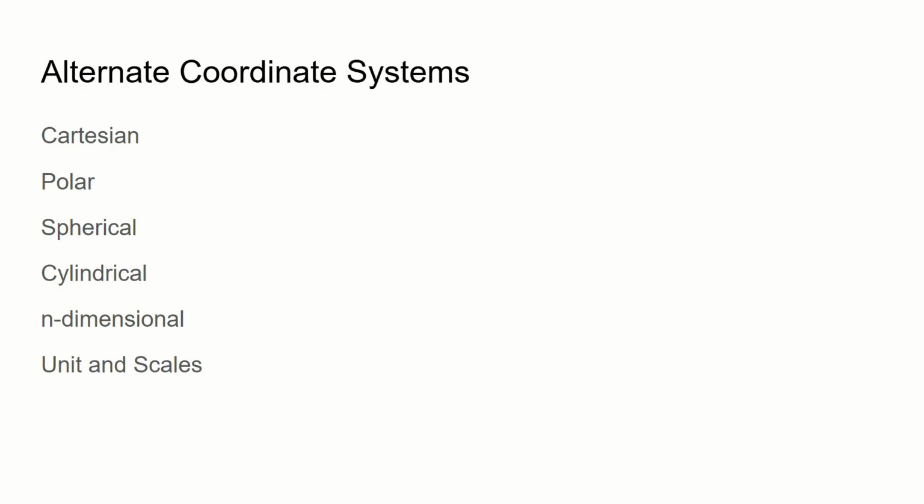Hello everyone. Today I'll be going over some alternate coordinate systems, and I'll discuss Cartesian, polar, spherical, cylindrical, n-dimensional, and different units and scales. And all this is based on Euclidean geometry, which is essentially a straight line is the shortest distance between 2 points, and a few other assumptions. I won't go into too much detail, but this is all on the basis of Euclidean geometry.